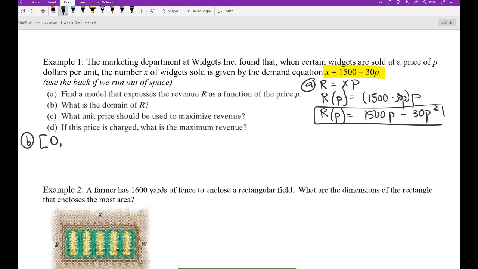What is the most price, the highest price that we can set? 50. Is it right? How do you know that?